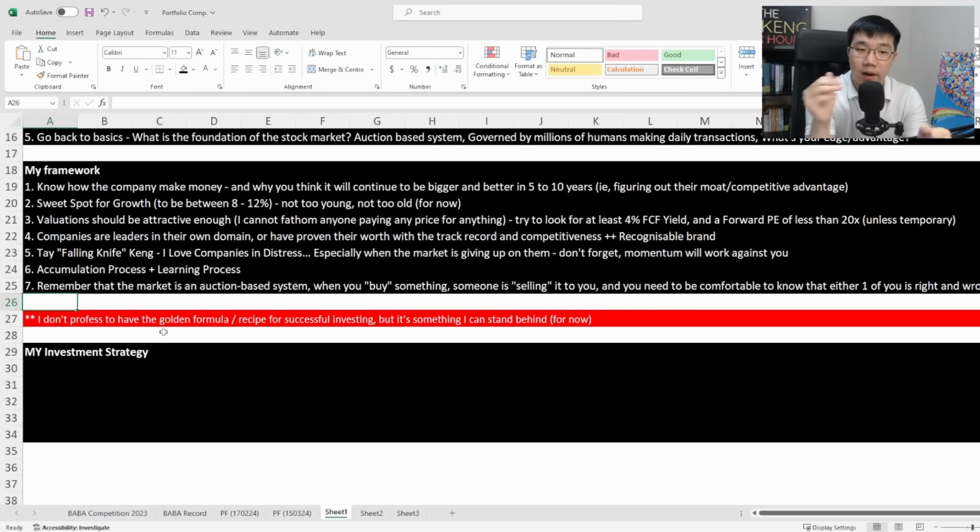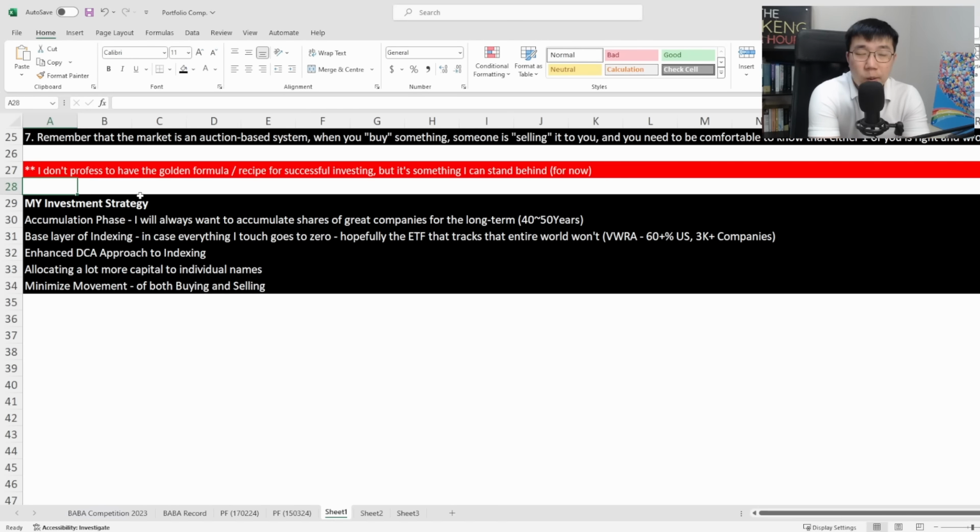stand behind for now. So I'm in the accumulation phase right now. I'm in my mid-20s, and I want to accumulate shares of great companies for the extremely long term. By long term, I'm looking at a time horizon of at least 40 to 50 years.